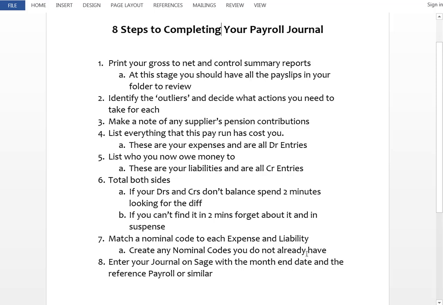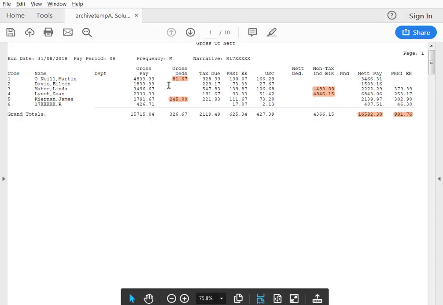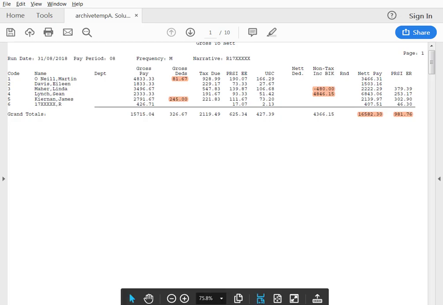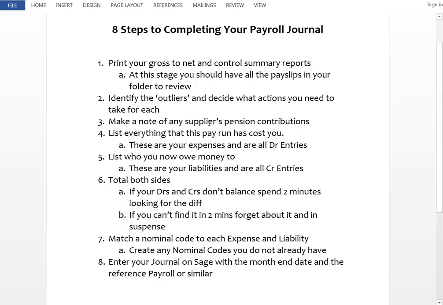And remember that not all the outliers are a single value. Let's say that 245 could potentially have 2 or more values in it. So you can't just assume that you're looking for a number of 245. In this case, if James Kiernan had sick pay and pension, then this figure here could be 900. But you can't assume that it's just one number. You have to break it out into its component parts. Make a note of any, I said suppliers, that should be employer's pension. I can change that here.